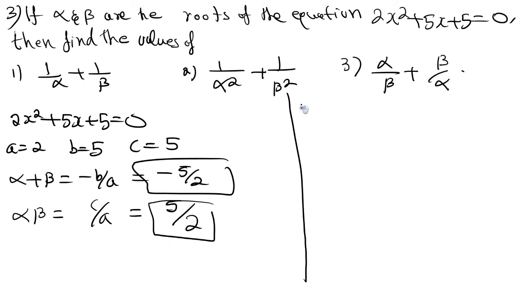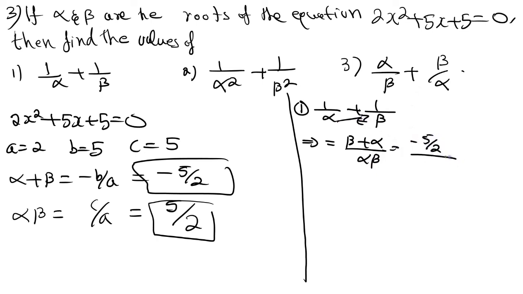Consider the first question, 1 by alpha plus 1 by beta. It implies cross multiply, it's equal to beta plus alpha divided by alpha beta, just cross multiplying. So alpha plus beta is minus 5 by 2 divided by alpha beta, that is 5 by 2. 5 by 2, 5 by 2 cancels, you will get minus 1.